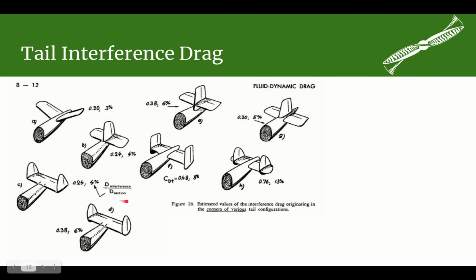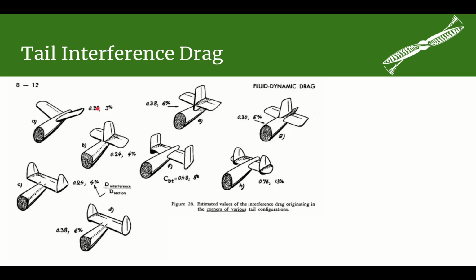Now, all these tails were calculated to have the same aerodynamic forces applied on the airplane. So they should roughly be aerodynamically equivalent as far as pitch control and directional control. So for a V-tail, they said that the interference drag is going to be about 3% of the sectional drag.